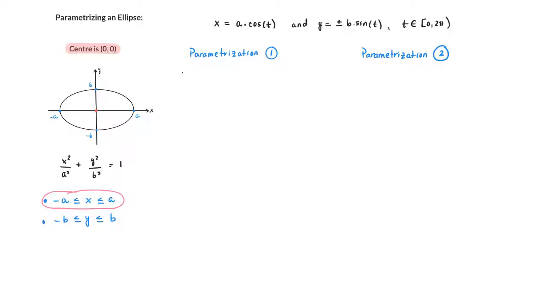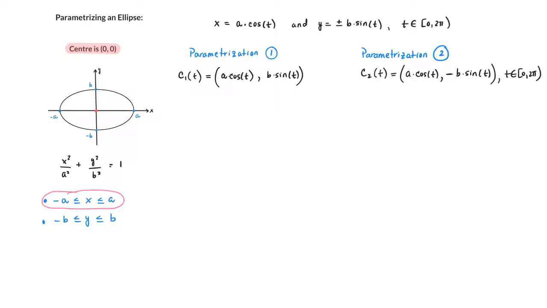So option number 1, we're going to call it c sub 1 of t. That's going to be the possibility that my curve is going to be parametrized by a times the cosine of t as the x component, and the y component b times the sine of t. Then the second parametrization, we're going to call it c sub 2 of t, is the possibility that x will be the same, a times the cosine of t, but now y will be minus b times the sine of t. And again, t in both cases is between 0 and 2 pi.